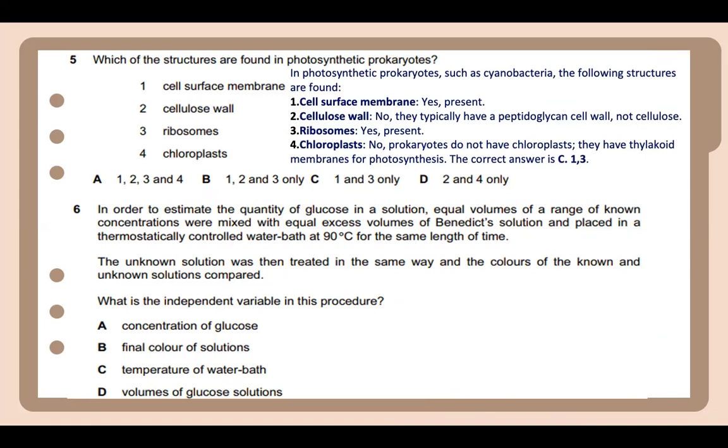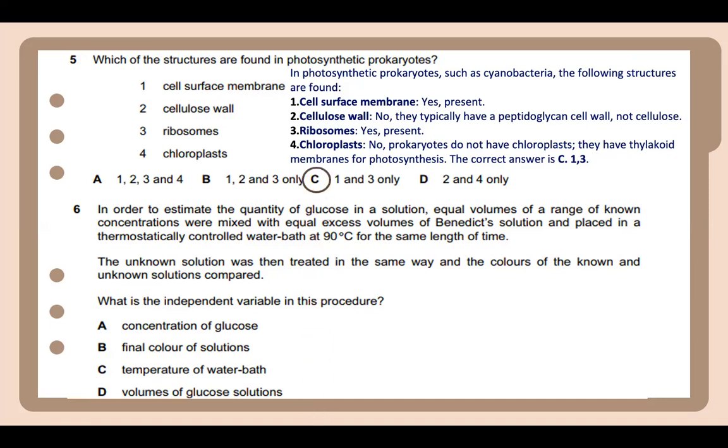Cell surface membrane, yes, it's present. Cellulose wall, no. They typically have a peptidoglycan cell wall and not cellulose. Ribosomes, yes, they're present. And chloroplasts, no, because prokaryotes do not have chloroplasts. They have thylakoid membranes for photosynthesis. So the correct answer will be 1 and 3.